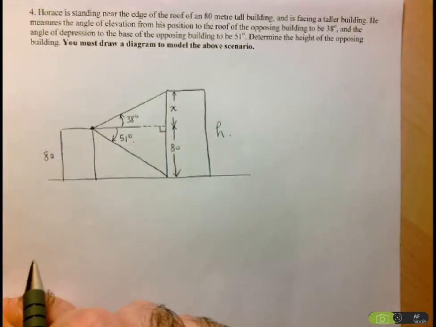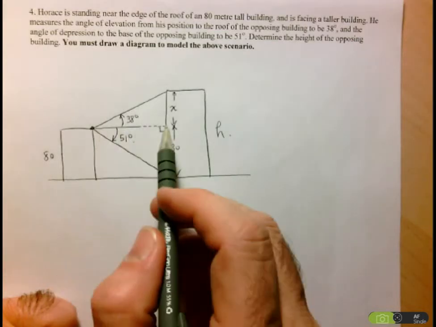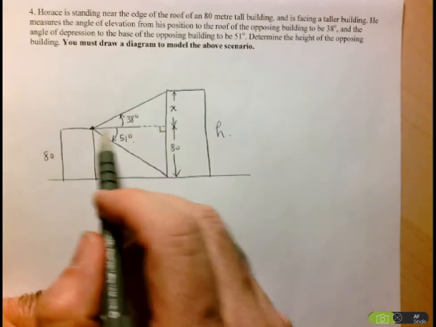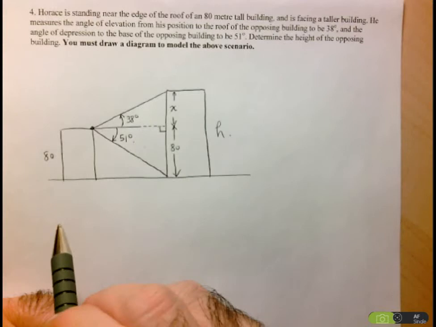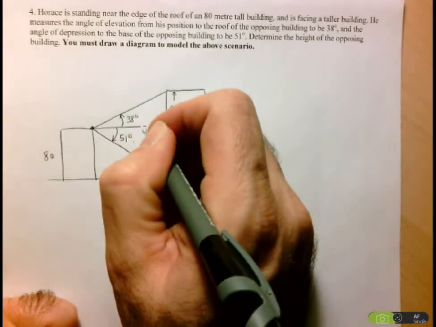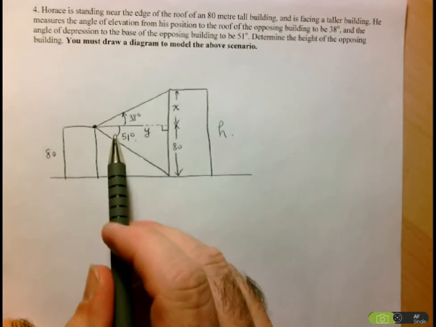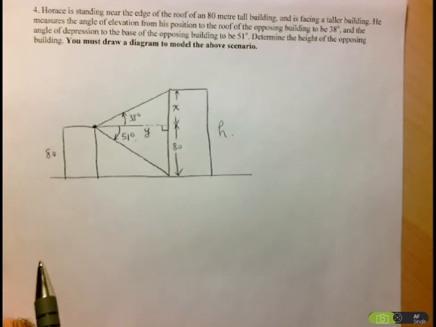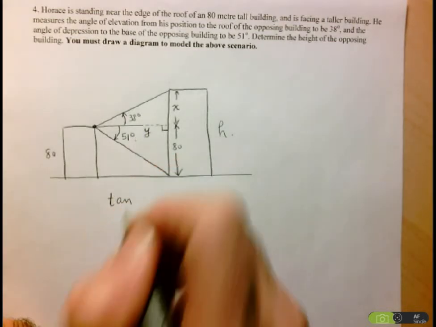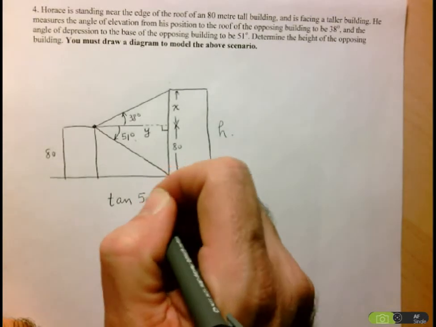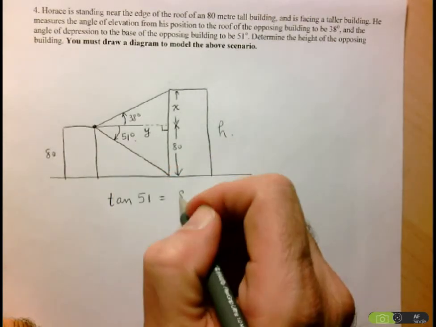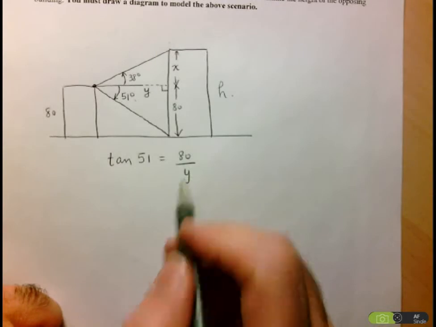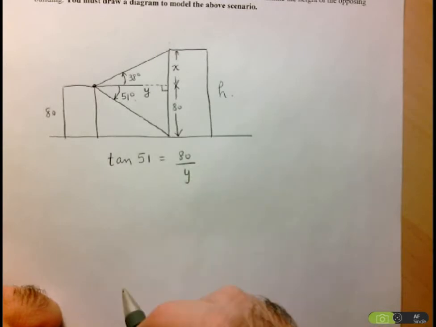But I need to work with the bottom triangle. Often in these scenarios, what you want to try to find is the side length that they have in common. We notice that this side here, the distance between the buildings, is in both the lower triangle and the upper triangle, and we have enough information in the lower triangle to calculate it. I call this y, and now I look at this angle 51, and I see that I know the opposite side, and I'm looking for the adjacent side. So yet again, as is often the case with these types of questions, I'm going to be using tan. So tan of 51 is equal to the opposite side, 80, divided by the adjacent side, y. Here we have to be careful because we have the variable in the denominator, so I'm going to have to take a couple of steps to solve this.